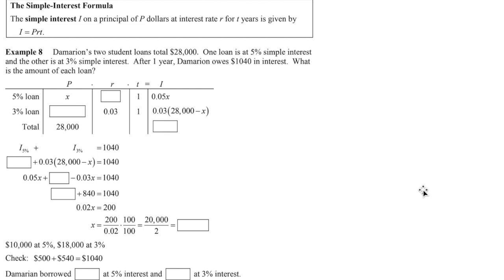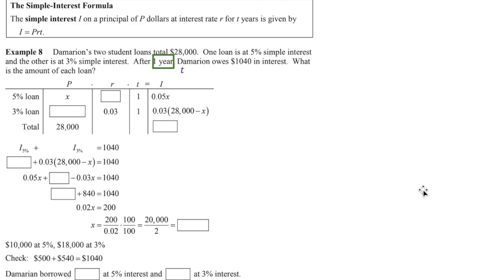Demarion's 2 student loans total $28,000. He has one loan at a simple interest rate of 5% and the other at a simple interest rate of 3%. After 1 year, our time is going to be 1, Demarion owes $1,040 in interest. What is the amount of each loan? I'm going to set up a table just like I did for the last one, where principal times rate times time equals interest. So I'm going to look at my 5% loan.